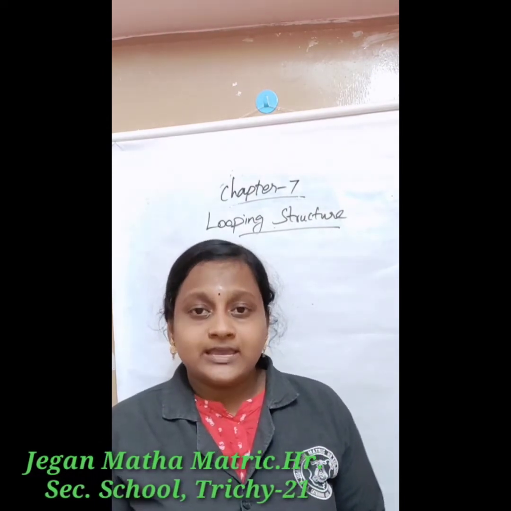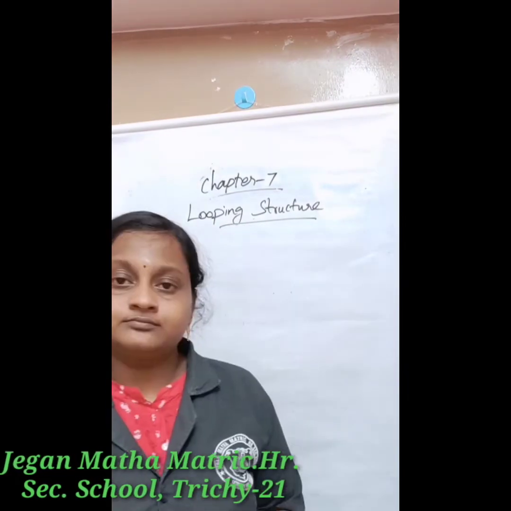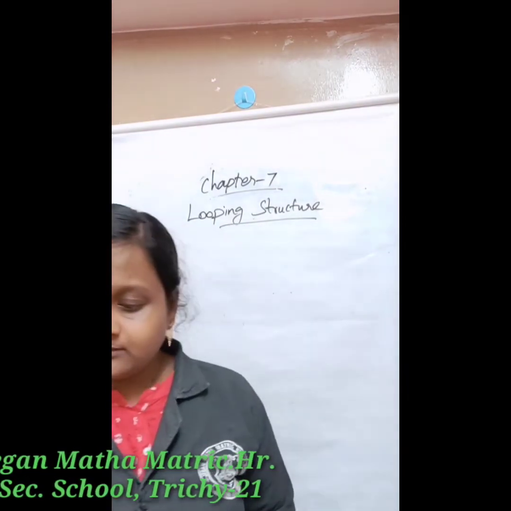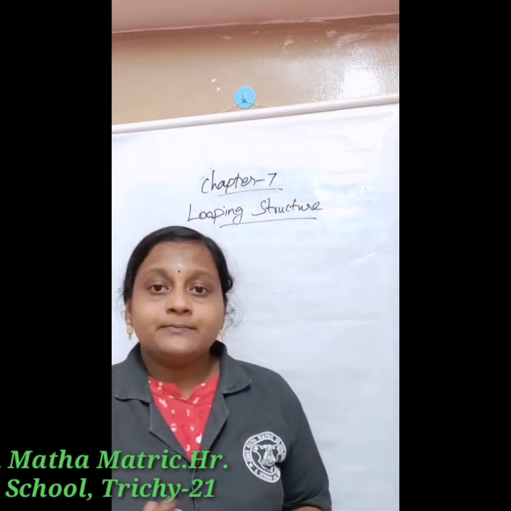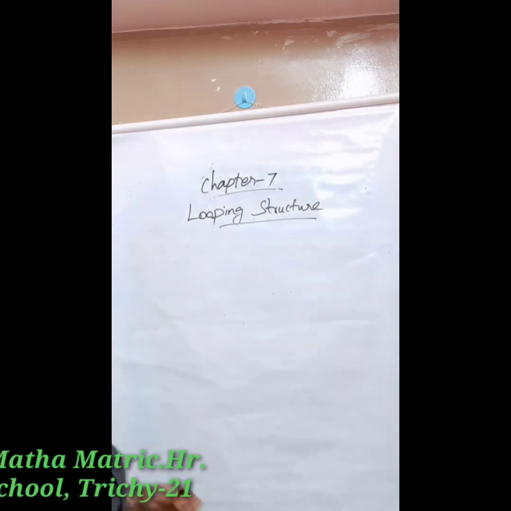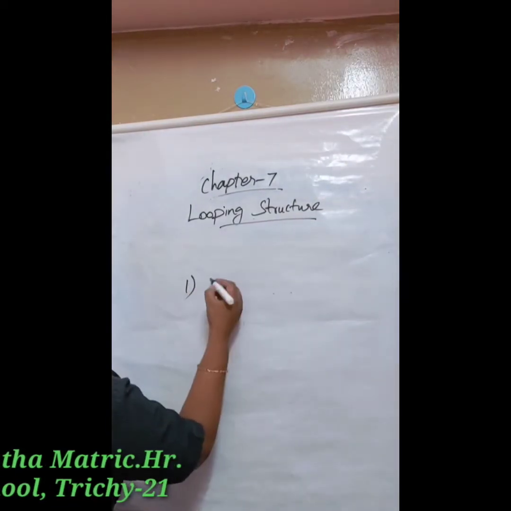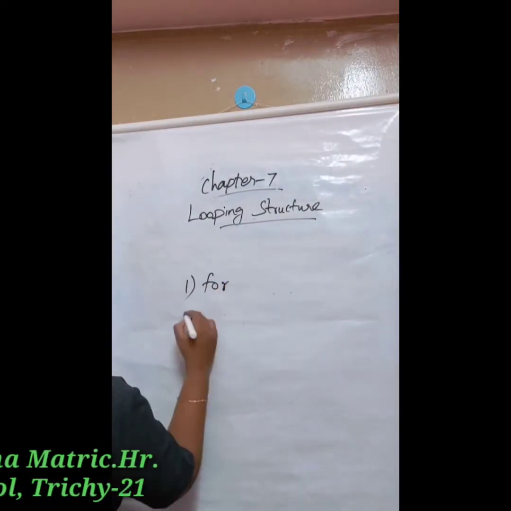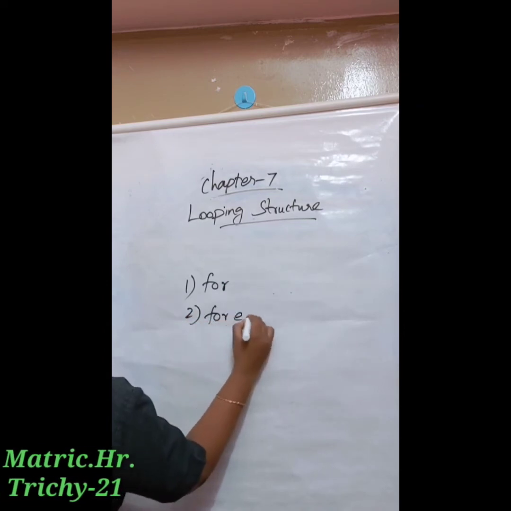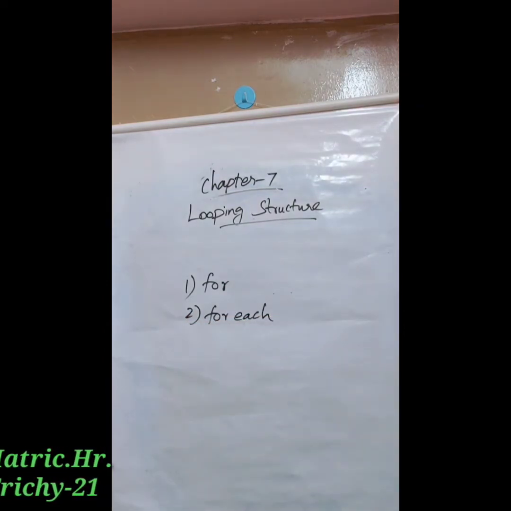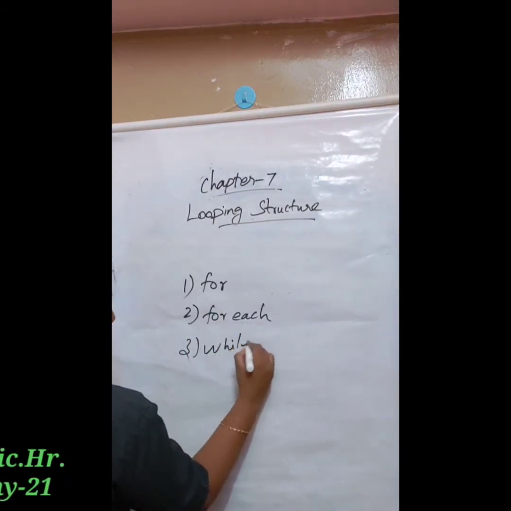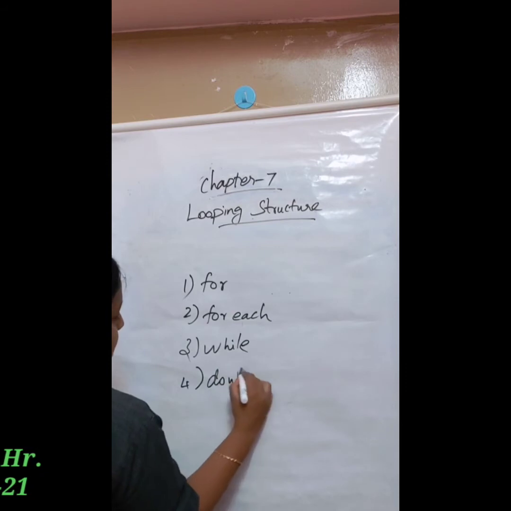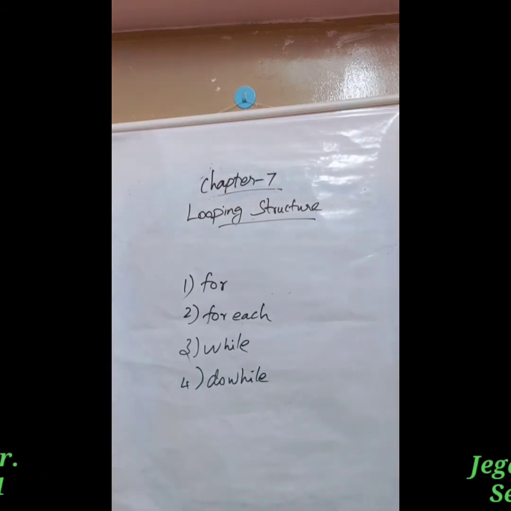Looping means the same process will repeat. A loop that iterates a fixed number of times is called a bounded loop. Now let us see the types of looping structure. The first is for, and then foreach. The next one is while, and the last one is do while. Now let us see them one by one.